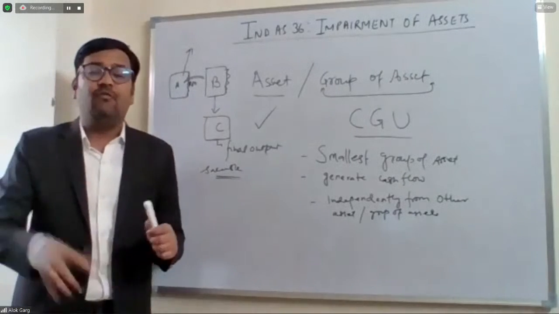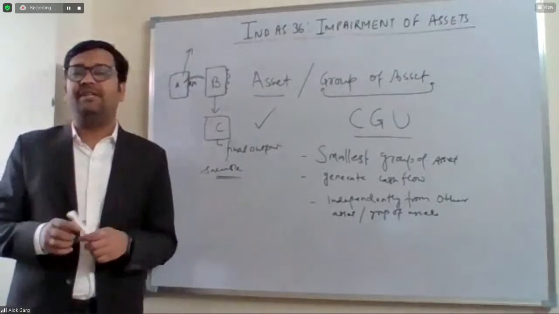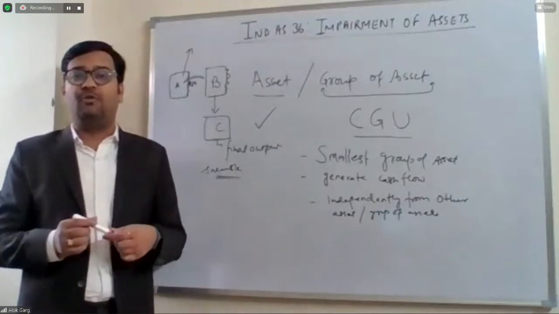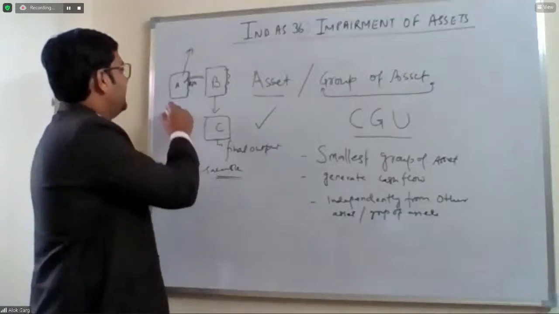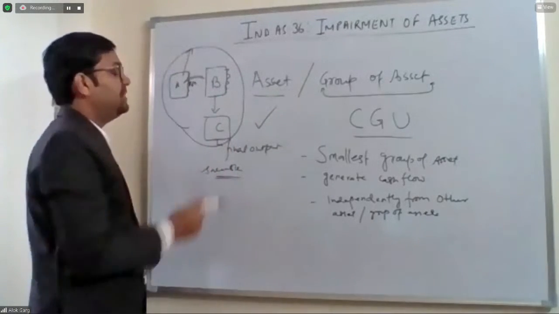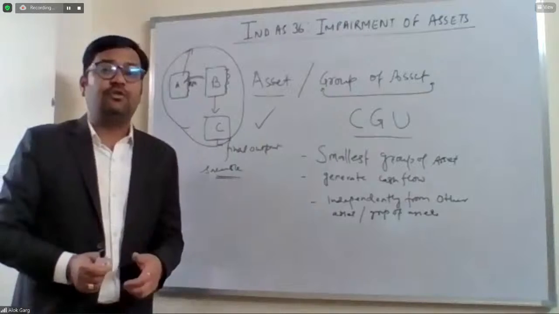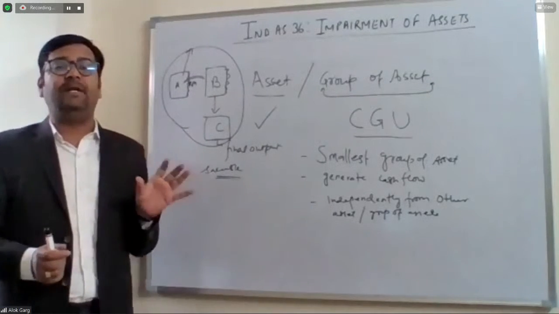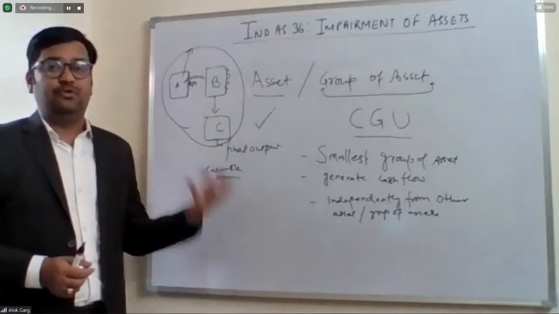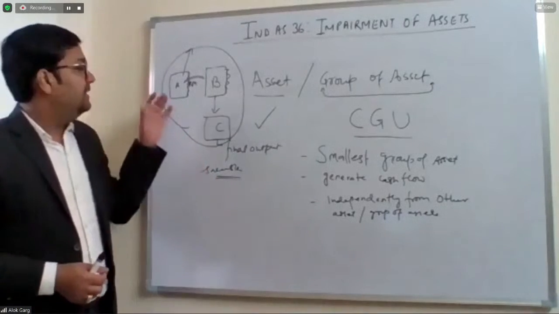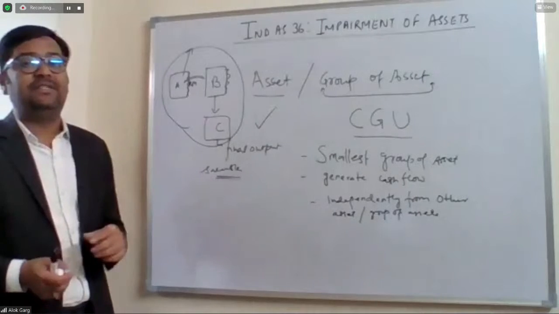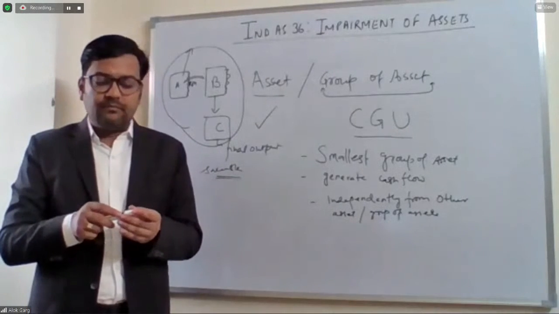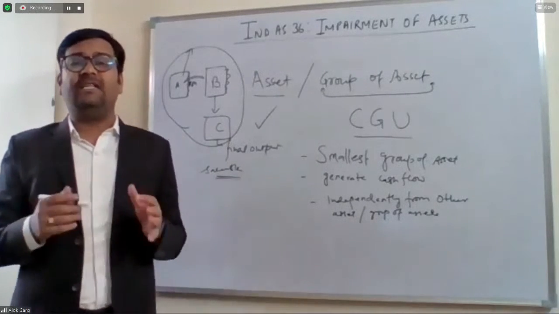So in this case, what is the smallest group of assets which can generate cash flow independently? The smallest group of assets is machine A, B, and C. So this is known as the smallest group of assets which can generate cash flow independently, which can generate value in use, okay, independently, and hence this A, B, and C is considered as a CGU, as a cash generating unit.